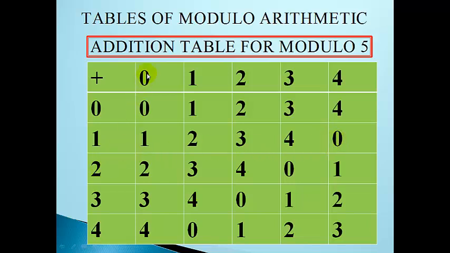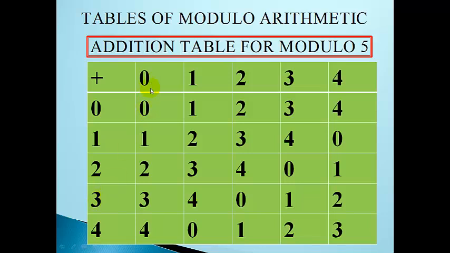2 plus 0 is equal to 2. 2 plus 1 equals 3. 2 plus 2 equals 4. 2 plus 3 equals 5. And 5 in mod 5 equals 0 because we have only one group of 5 in 5 and the remainder is 0. Now 2 plus 4 equals 6. And 6 in mod 5 is equal to 1 because we have only one group of 5 in 6 and the remainder is 1.